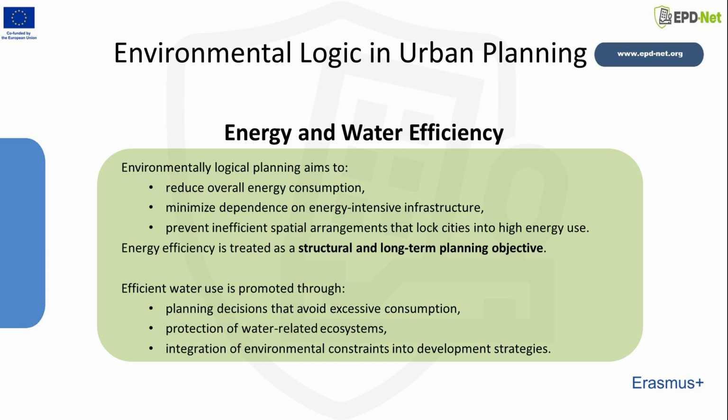These principles directly influence how we manage energy and water in cities. Environmentally logical planning aims to reduce overall energy consumption, minimize dependence on energy-intensive infrastructure, and avoid spatial forms that lock cities into high energy use. Here, energy efficiency is treated as a structural and long-term goal, not as an add-on, but as something embedded in the urban form and its systems. This means orienting buildings and designing compact, mixed-use areas that naturally reduce energy demand for transport, heating, and cooling.